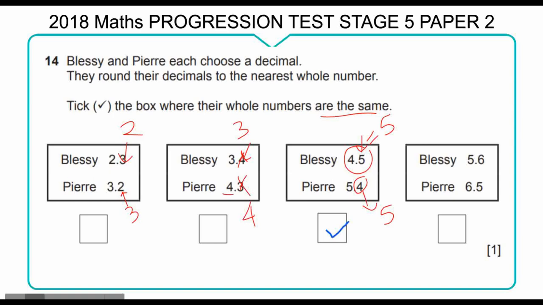This one is 6. 6 is more than 5, so we round this up to, not 5, to 6. 5 plus 1 is 6. This is also 5, it means we add 1 to 6, so we round this off to 7. So 6 and 7, they are not the same. That is the reason we choose this as our answer. Next.